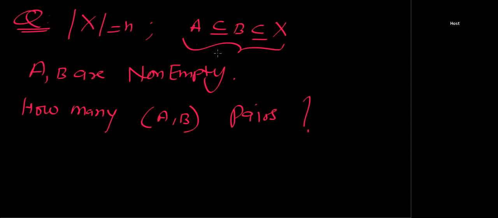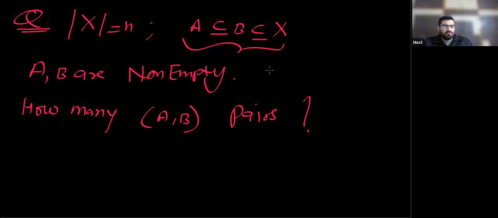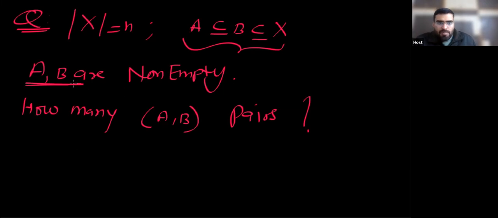So what is the answer? See, okay, let me try. So first of all, why 2 power n is wrong? Let me tell you. A comma B must be non-empty. Okay, so first of all, is this the correct solution? Just tell me this point.